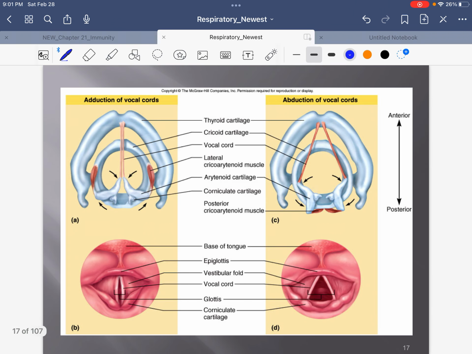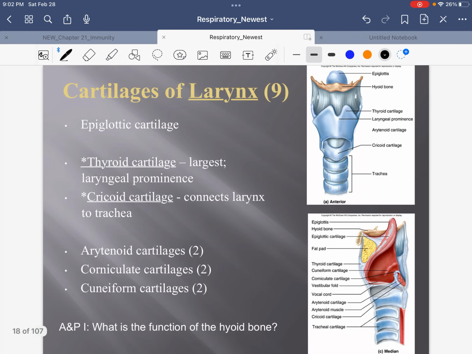All right, good stuff. So here we can push air in through the glottis, and then we can open or close that glottis. And in doing so, we can create sound. I'm going to let you see this in lab.